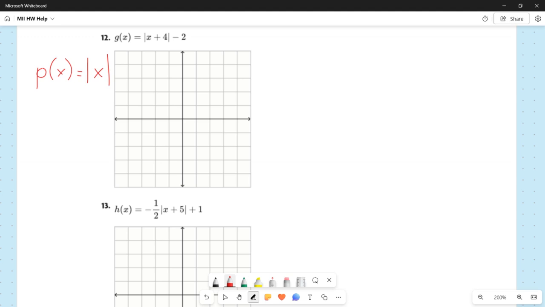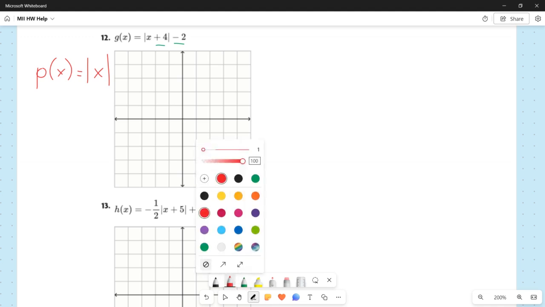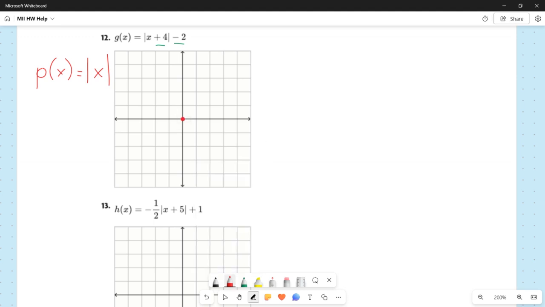So if you take a look at g of x, two things have happened to the parent function that now give us g of x. There's this plus 4, and then there's the minus 2. You take those things away, you get the parent function. So what's happened is the vertex of the parent function is normally at the origin. It's a V where the center point, the sharp point, if you will, is at the origin.